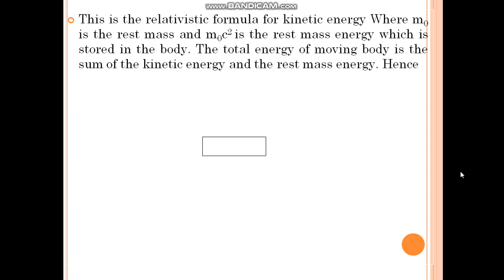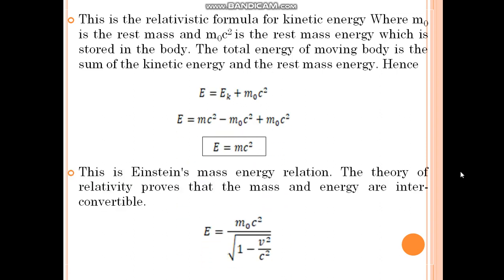This is the relativistic formula for kinetic energy, where m naught is the rest mass and m naught c square is the rest mass energy which is stored in the body. Total energy of a moving body is the sum of kinetic energy and rest mass energy. Hence total energy is equal to Ek plus m naught c square. Now substitute for Ek, we will get the equation E is equal to mc square minus m naught c square plus m naught c square. E is equal to mc square. This is Einstein's mass energy relation.